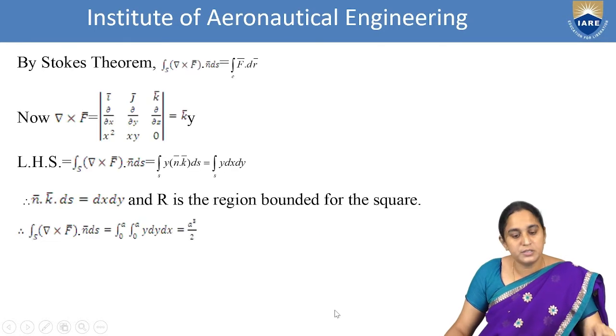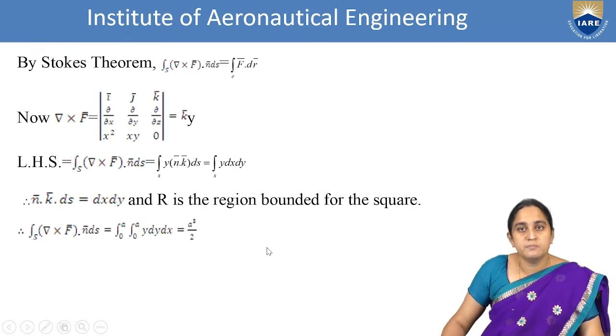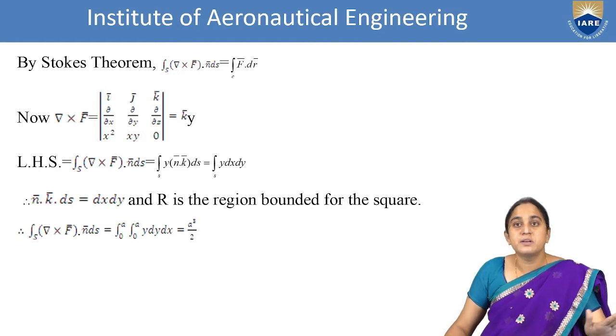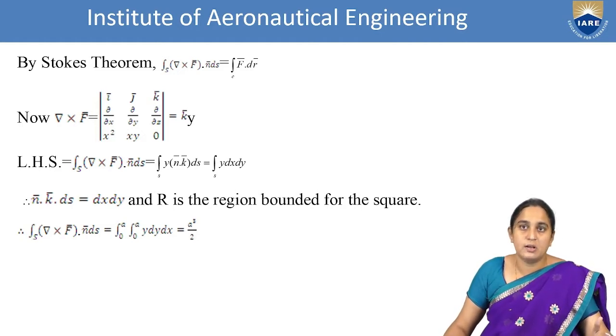After that, by the Stokes theorem, what is the statement of the Stokes theorem here? Integral over S of del cross f bar dot n bar ds is equal to the integral over C of f bar dot dr bar. What is the meaning of that? Surface is transformed to line or line is transformed to surface.